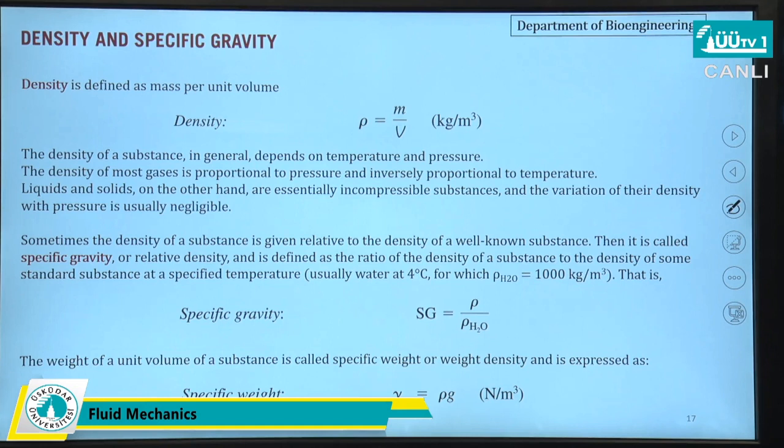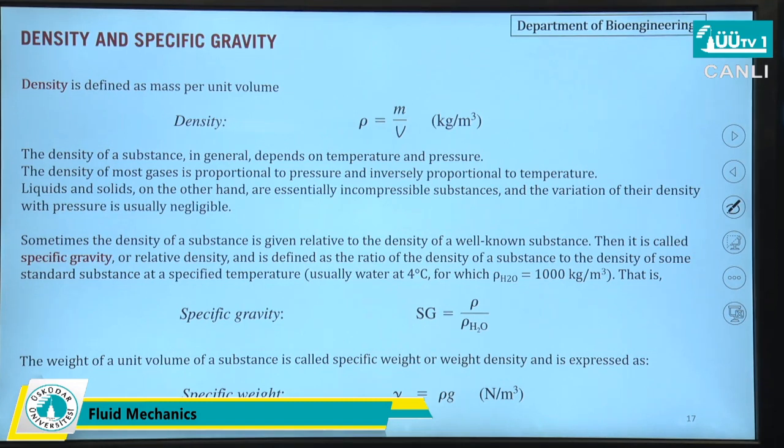Okay, now we know the different types of flow. Let's continue with the properties of fluids. One of the properties is density, and we know its definition. It is defined as mass per unit volume. We know the density of a gas is proportional to pressure, and it changes inversely with temperature. However, for liquids, this property does not change with pressure.